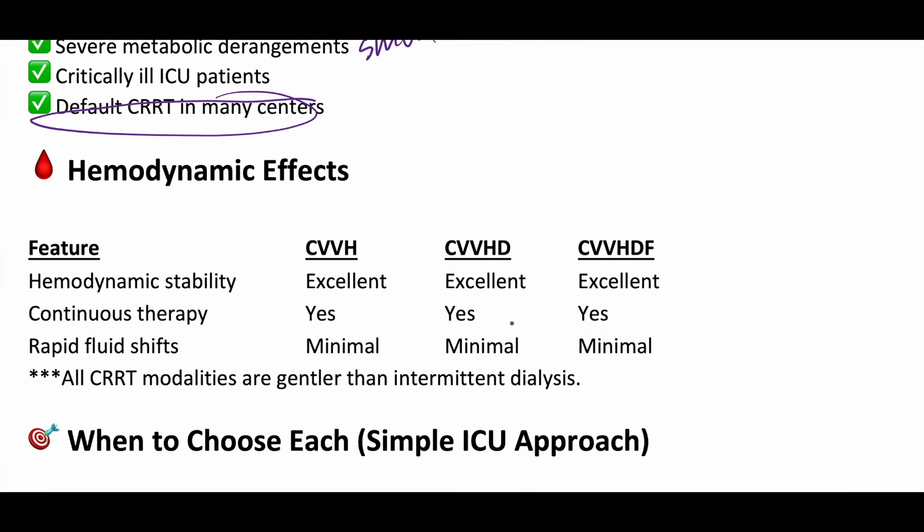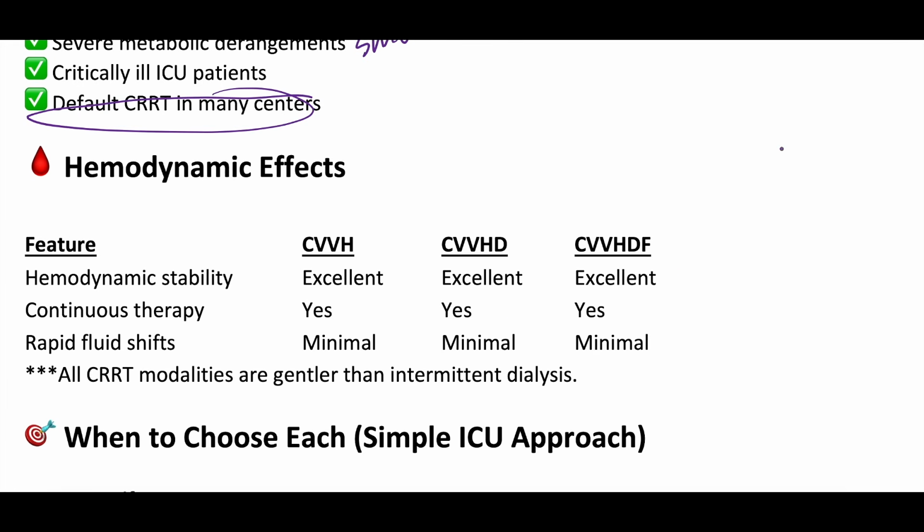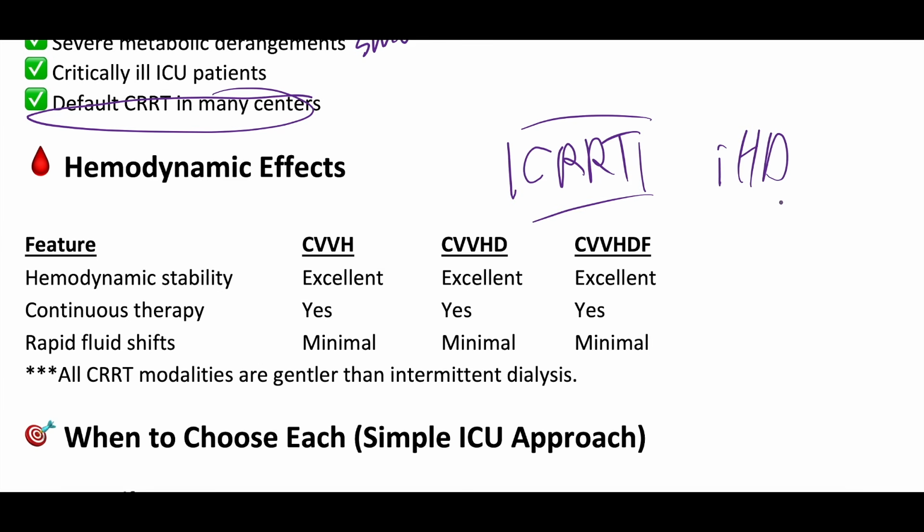Hemodynamic effects, this is all going to be pretty much the same, right? All these are continuous renal replacement therapy modalities. So they're all hemodynamically somewhat net neutral, which means that they're kind of slow. There's not as much fluid shift, certainly, as intermittent hemodialysis, which causes a lot of fluid shifts. So hemodynamic stability is excellent for all these modalities. They're all continuous therapies. There's minimal rapid fluid shifts. They're much gentler than intermittent dialysis.